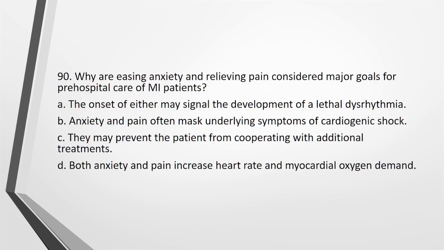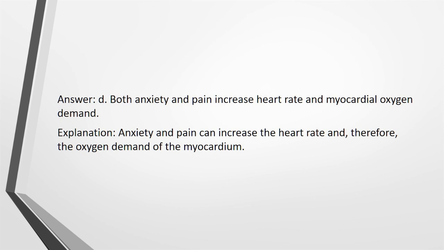90. Why are easing anxiety and relieving pain considered major goals for pre-hospital care of MI patients? A. The onset of either may signal the development of a lethal dysrhythmia. B. Anxiety and pain often mask underlying symptoms of cardiogenic shock. C. They may prevent the patient from cooperating with additional treatments. D. Both anxiety and pain increase heart rate and myocardial oxygen demand. Answer: D. Explanation: anxiety and pain can increase the heart rate and, therefore, the oxygen demand of the myocardium.